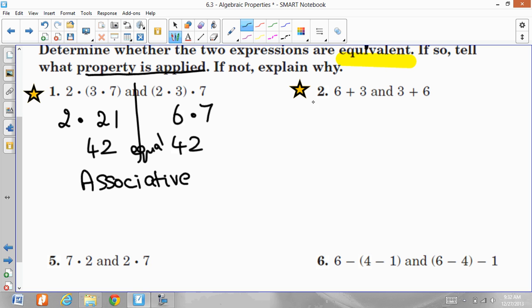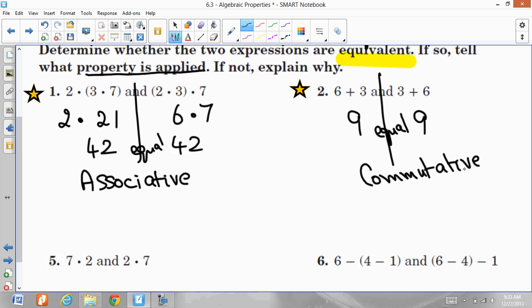Let's focus on question number 2. 6 plus 3 gives you 9. 3 plus 6 gives you 9. And they are both equal. And in this case, they have just switched two numbers around. So they have used the commutative property. Commutative is the switching of the two numbers. They use the commutative property.